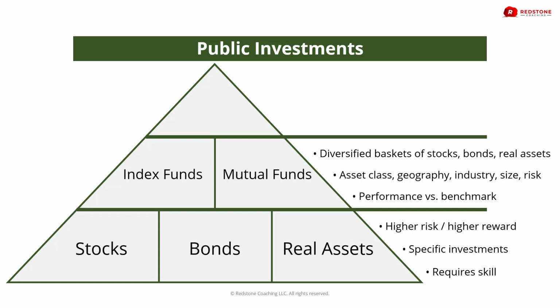Then there's the middle level, which is diversification. This is where diversification first comes in. So you have index funds and mutual funds, and think of a fund as nothing more than a basket. If you were to take 10 companies and put them into one basket, you now have a fund. A fund is a basket of investments. It could be a basket of stocks, a basket of bonds, or a basket of real assets. So these funds diversify and they manage and reduce risk.